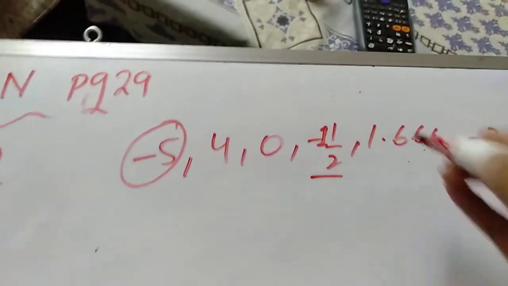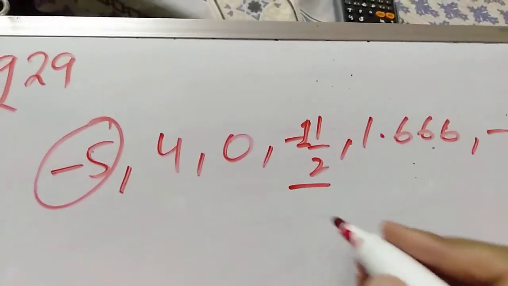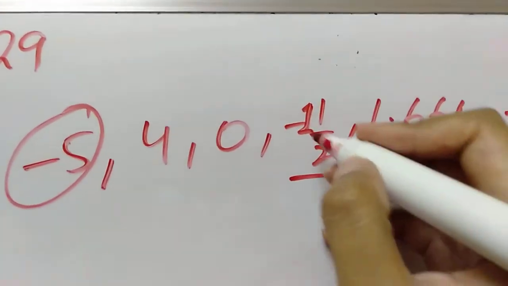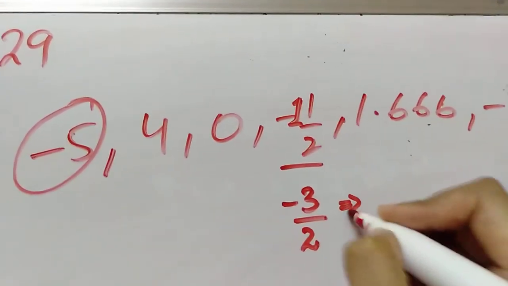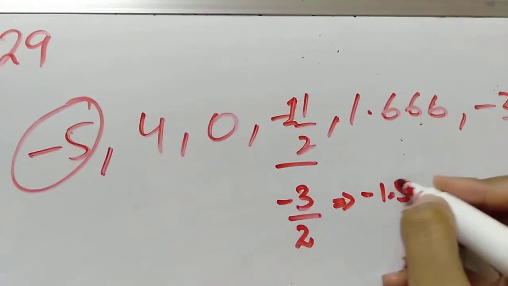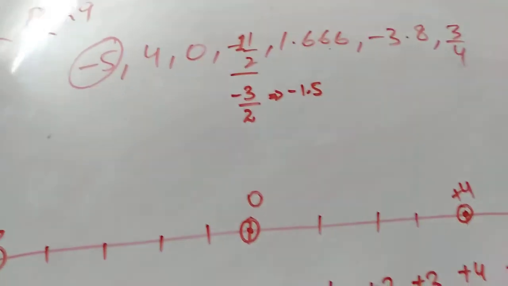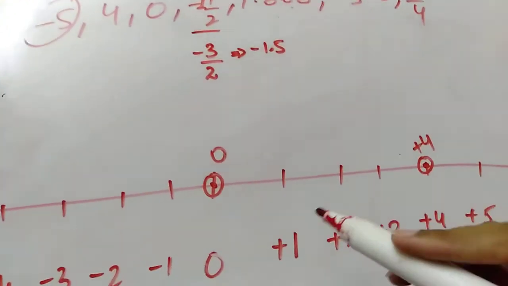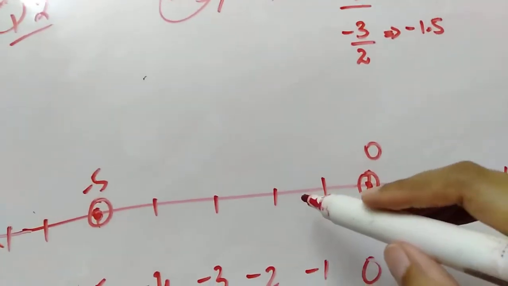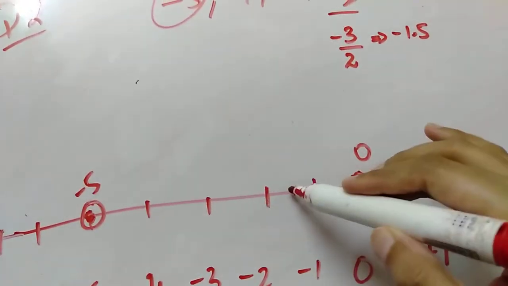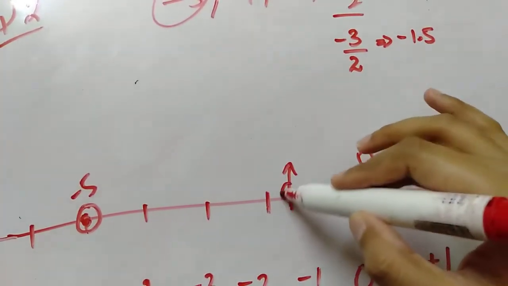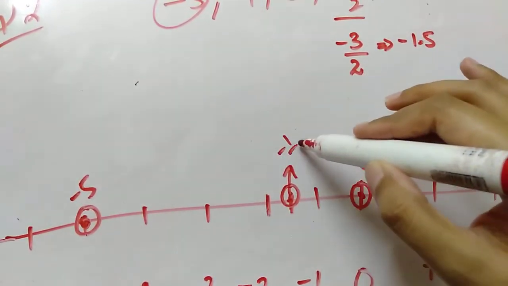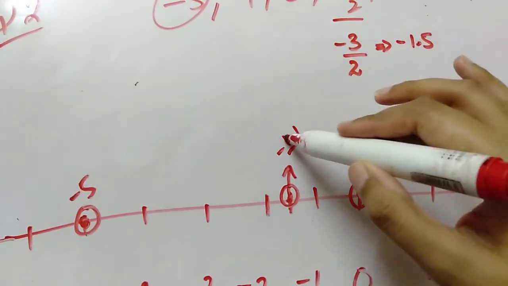Now we have -1 1/2. We will change it into a decimal. 2 times 1 is 2, plus 1, so -3/2, which is -1.5. So we will represent it at -1.5. This will be between -1 and -2. So this will be -1.5, or we can say -1 1/2.